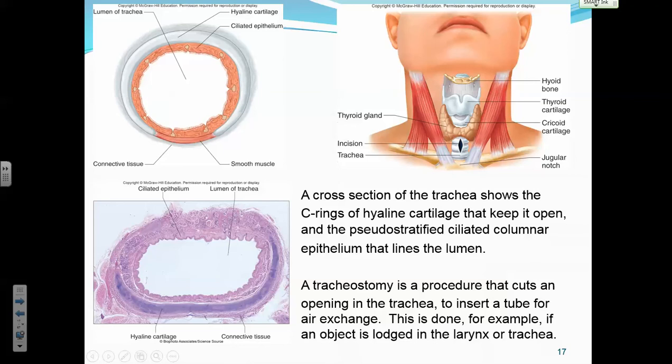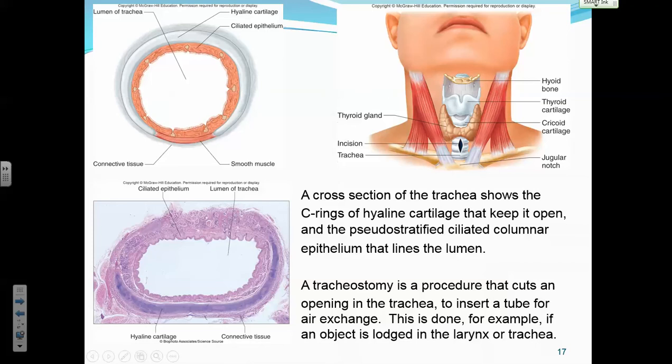It's an open pipe. And the reason it stays open is because it has a ring of hyaline cartilage in its wall. It has lots of rings. If you take your hand and go below your voice box on your neck, you can feel those ridges. Those are the rings of hyaline cartilage. And they are there to keep it open all the time so that air can freely move up and down.